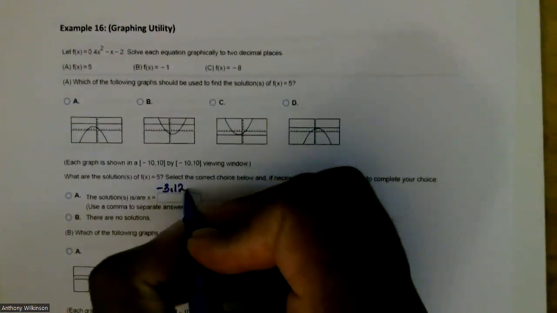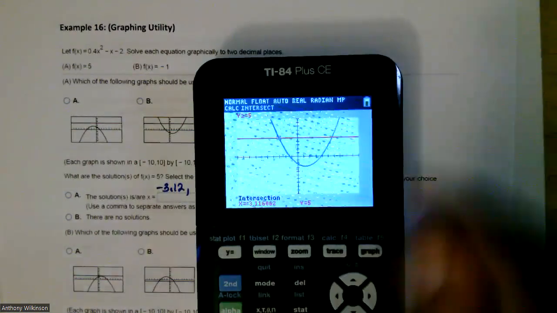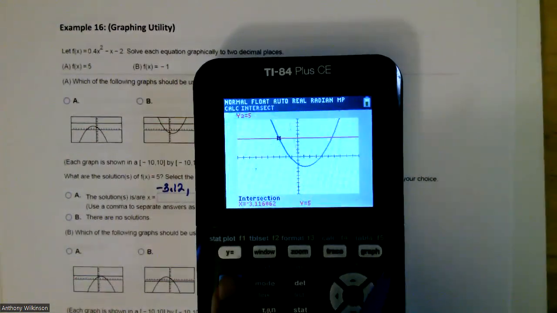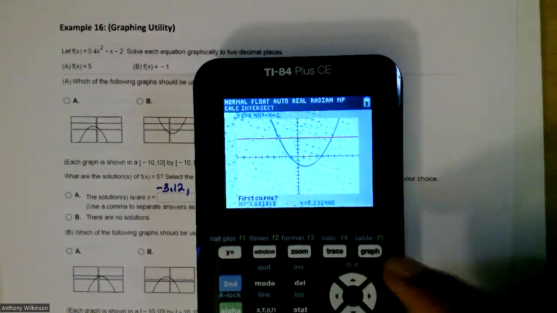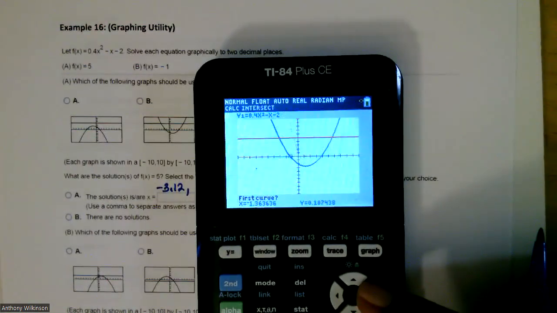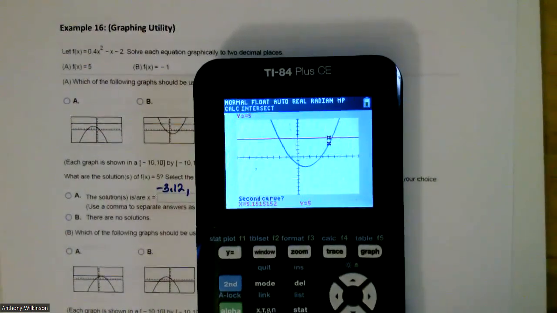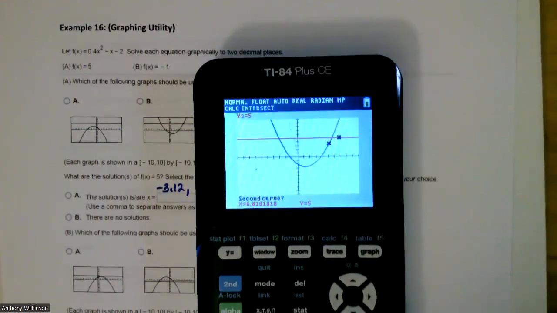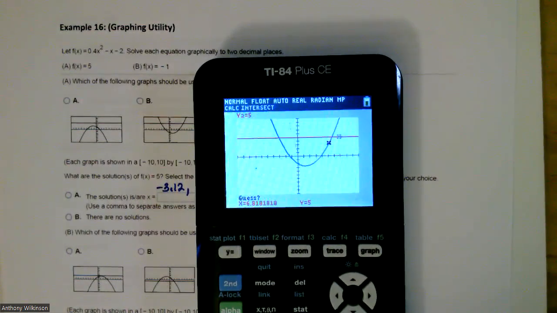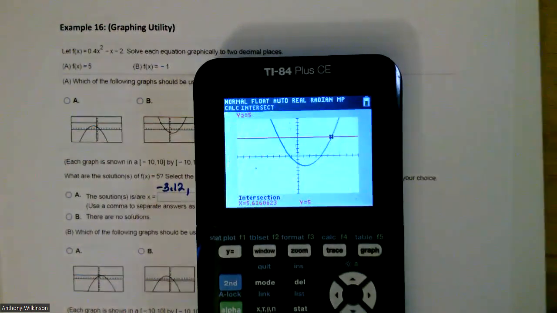But I have to find the other point of intersection, which is way over here. So again, I'm going to do second and trace. Select number 5 for the intersection. Now for the curve, I'm going to put the cursor below that second point of intersection, and then press enter. And then for the second one, I'm going to put the cursor somewhere on the right-hand side of that point of intersection. Press enter, and then press enter again, and that will give me my other point of intersection.